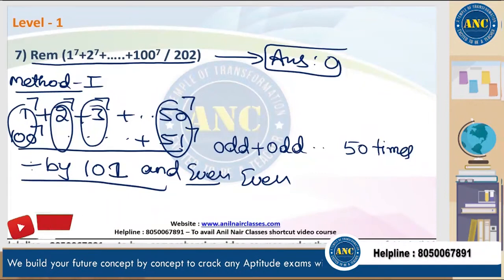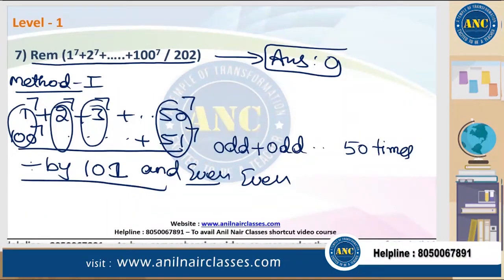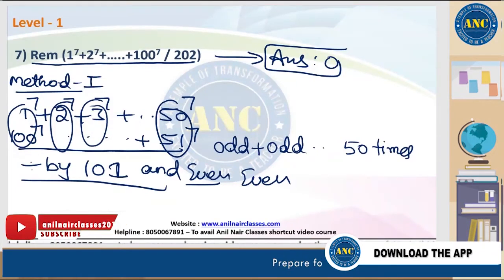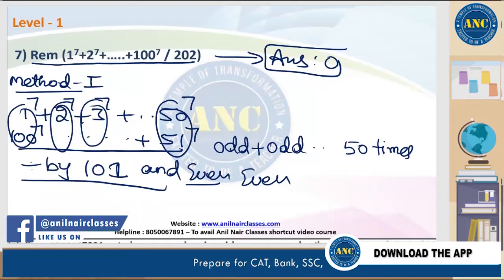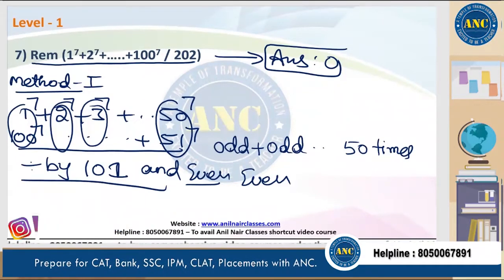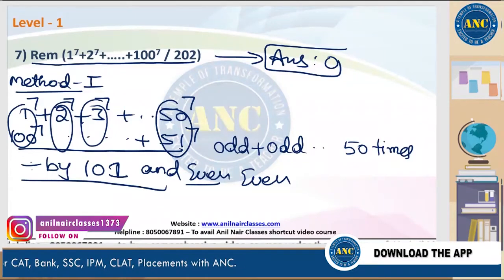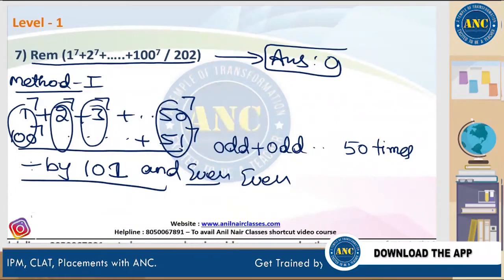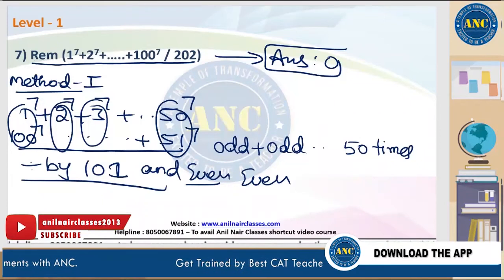And so on up to 50 power 7. 51 to 100. First plus last. 1 plus 100 is 101. 2 plus 99 is 101. 3 plus 98 is 101. 50 plus 51 is 101. So first and last, second and second last, third and third last, 50 and 51. All are divisible by 101. So answer should be divisible by 101.